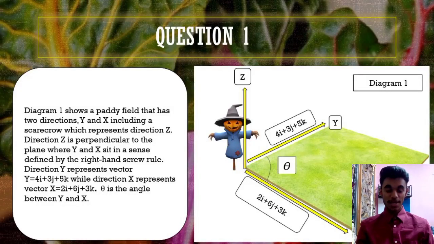Hi everyone, my name is Tarun Rao and I'm from class DEM 1B. Today I'm going to prove that vector and scalar products can be applied in engineering. To prove that, I've chosen a topic to be based on, which is agriculture.